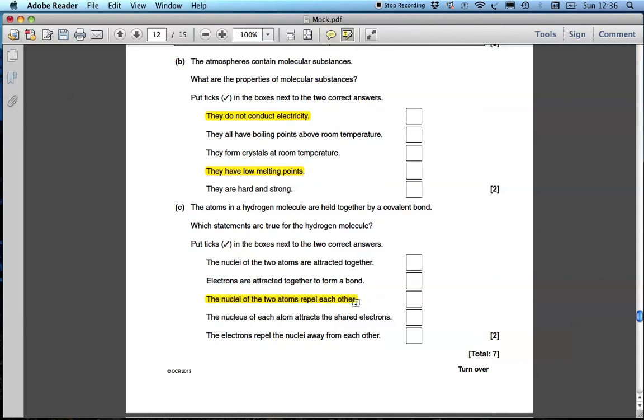Now that one is correct because they're both positive. The nucleus of each atom attracts the shared electrons. That's also true because you have a positive nucleus and negative electrons, and they will attract one another. Finally, the electrons repel the nuclei away from each other. That's simply incorrect. They actually form a bond in between them.